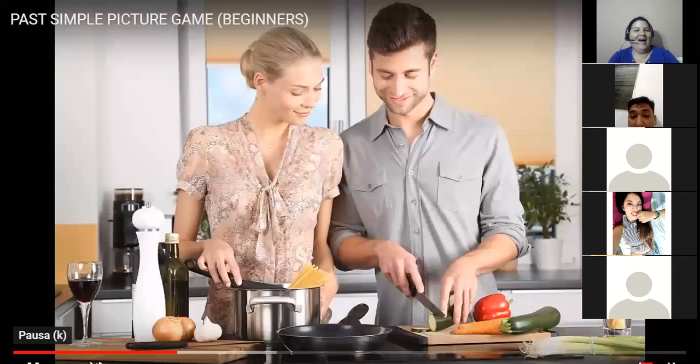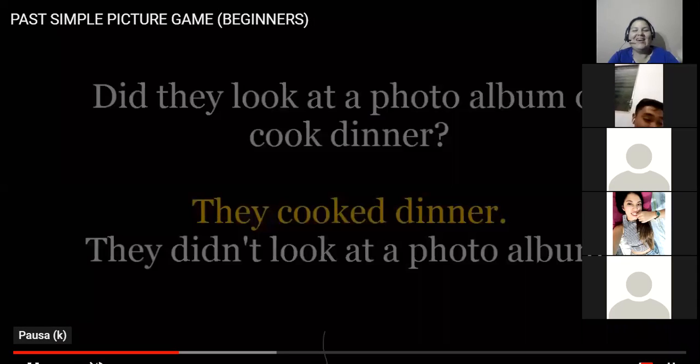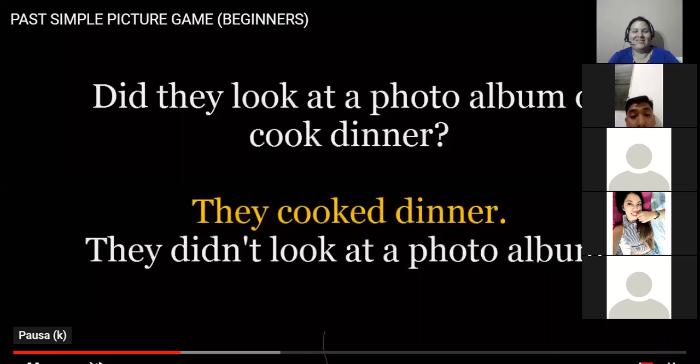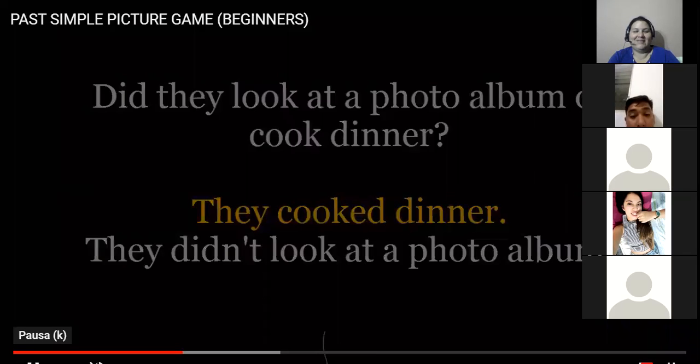Aha! Missed it. They cooked dinner, but they didn't look at a photo album. You see, sometimes those are predictions, so sometimes we can fail there. Next one. It's okay. Don't worry. It's just a game. Next one.